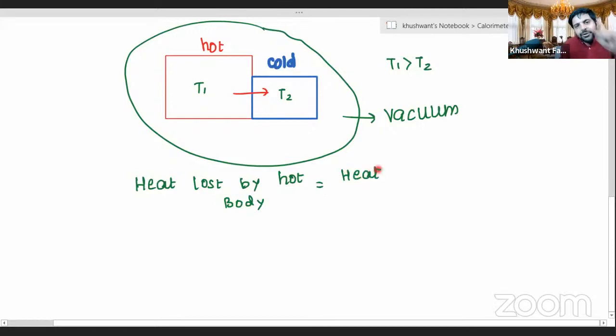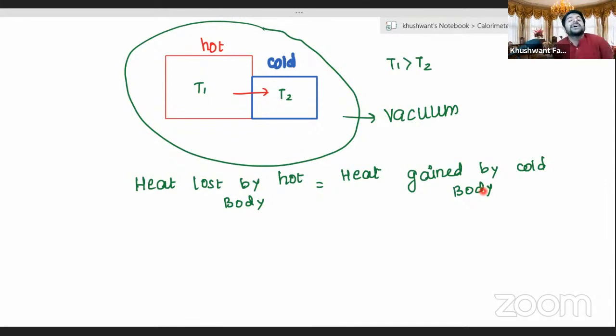Until then, please quickly draw the diagram and put this into your copies, dear learners. Heat lost by hot body is equal to heat gained by cold body. I repeat, heat lost by hot body is equal to the heat gained by cold body. This is called the principle of calorimetry. यही कहलाता है कैलोरीमेट्री का प्रिंसिपल.